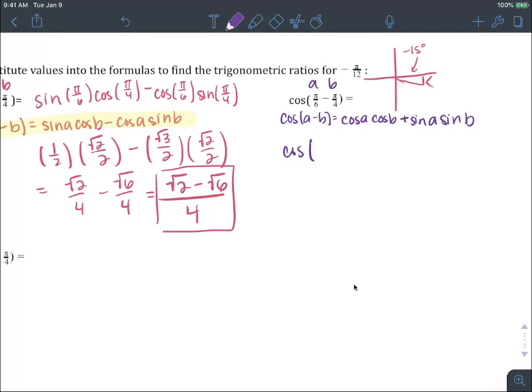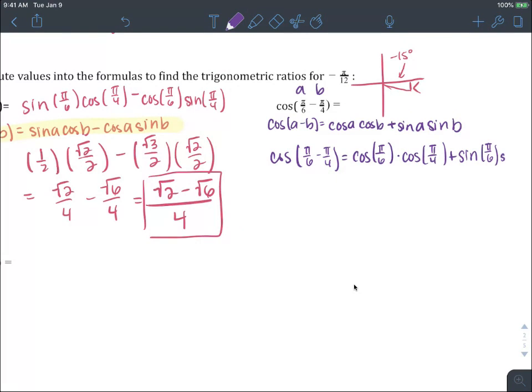Cosine of pi over 6 minus pi over 4 is equal to the cosine of pi over 6 times the cosine of pi over 4 plus sine of pi over 6 times the sine of pi over 4.